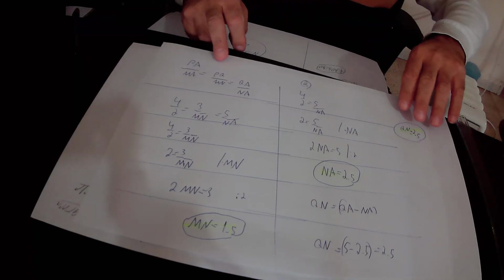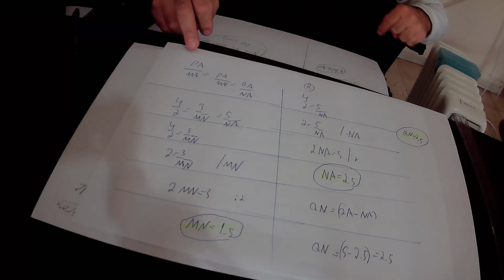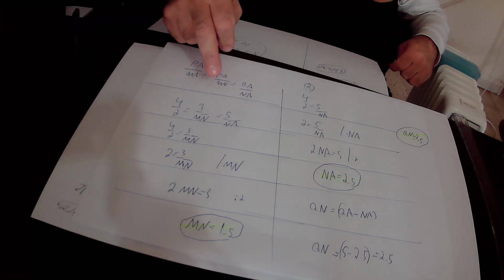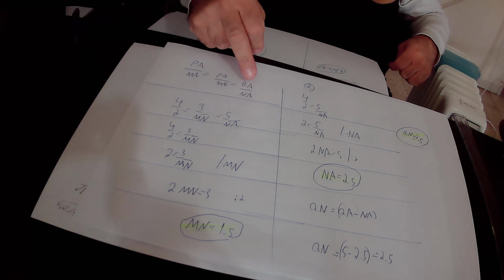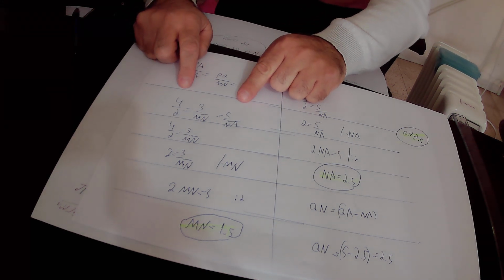PA over MA equals PQ over MN equals QA over NA. PA is 4, MA is 2, PQ is 3, MN is unknown, QA is 5, and NA is unknown. So we found that 4 over 2 equals 3 over MN equals 5 over NA.